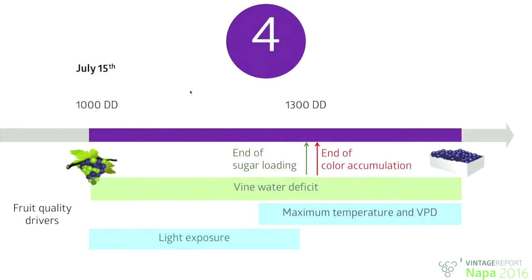And during that time, what keeps playing a critical role is light exposure, and of course, the lack of water under the form of vapor pressure, so that's what I mean by vapor pressure deficit, alongside maximum temperature, which will affect the turgidity of the fruit, its aroma profile, and degradation of color. So let's keep all of that in mind, and what picture can we draw of the 2016 vintage?